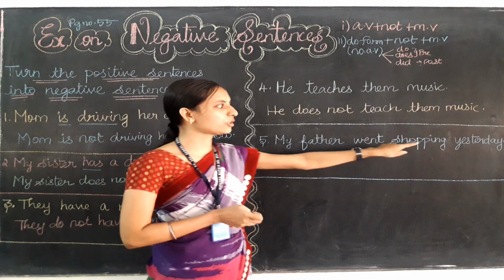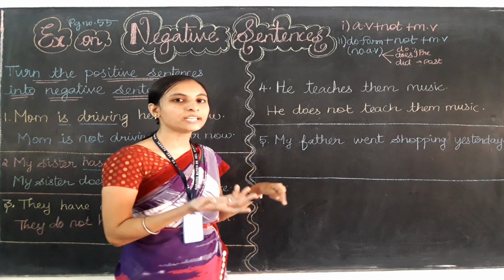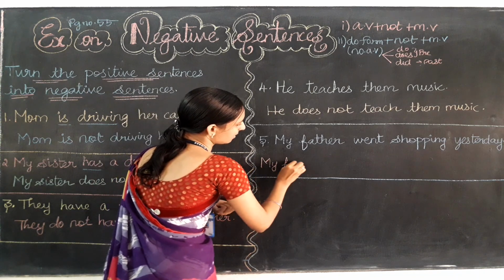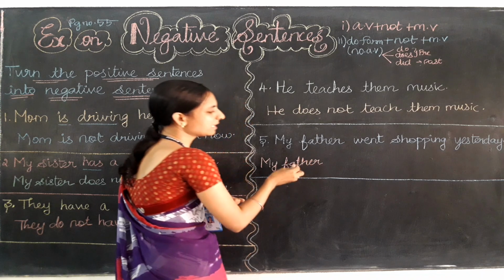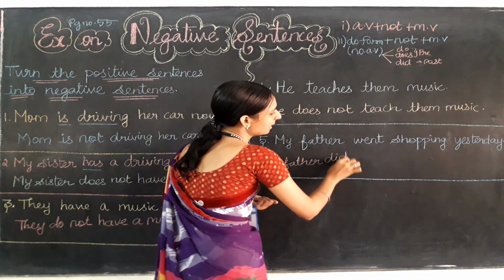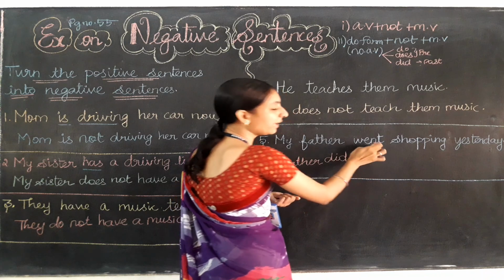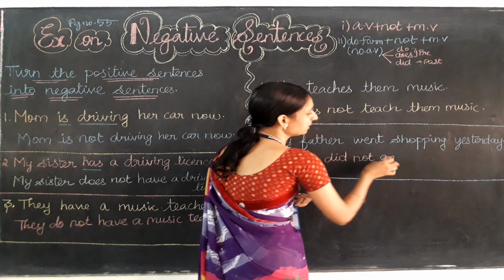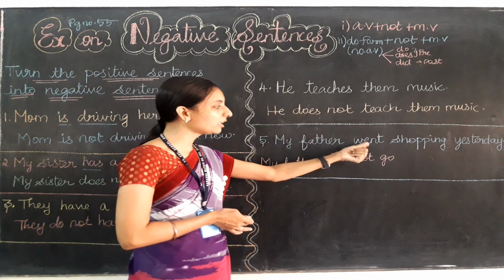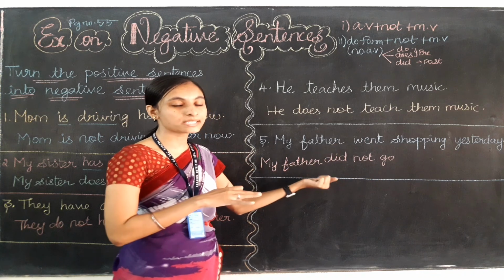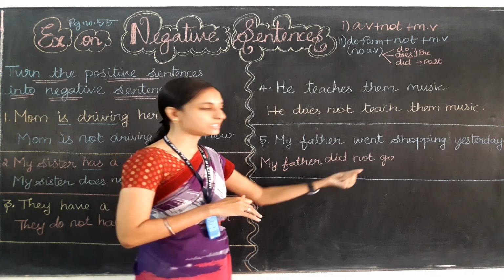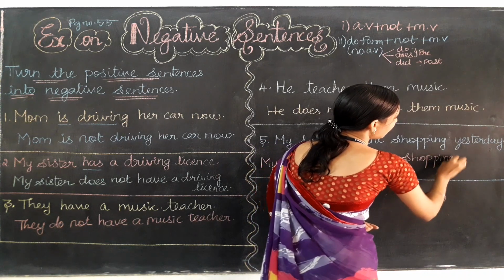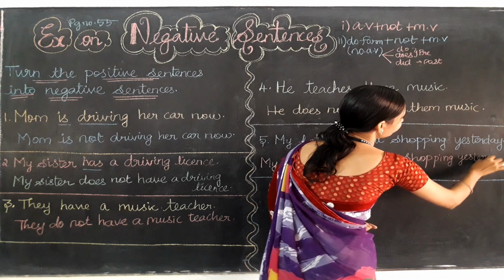Here I already said they are talking about the past time only. Then we directly need to use did only. My father, after writing the subject we need to use do form, that is did. Then not. Went is the past tense of go, the main verb. So I need to write the main verb as it is, that is go, the normal main verb only, not the past form. Okay. My father did not go shopping yesterday is the correct answer.